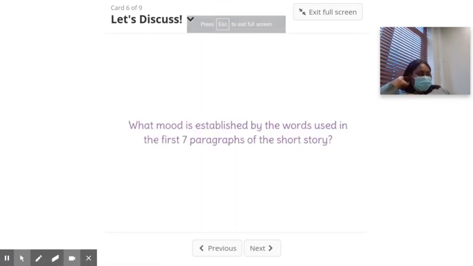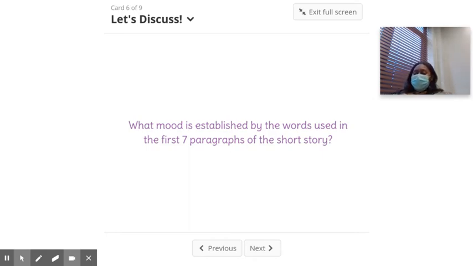So now that you've listened to the first 7 paragraphs, what I want you to do is think about what kind of mood is established by the words being used in the first 7 paragraphs of the short story. So we see how the setting is defined. So, what are some words that help you to define the setting?